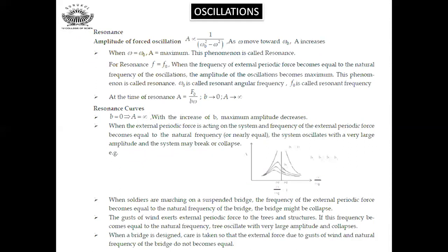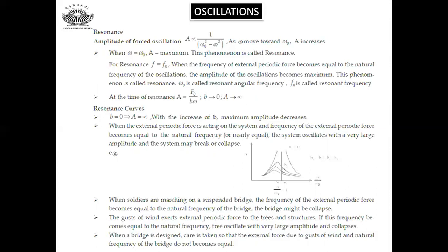For resonance, the frequency of the external periodic force will be equal to the natural frequency. Only then will the amplitude become maximum. So this is the condition, and this phenomenon we call resonance. Here f naught is called the resonating frequency, omega naught is called the resonating angular frequency, and A will be maximum. For resonating curves, we get different types of curves. When b is 0, A will be equal to infinity. You can see the graph as given, which is also in your NCERT textbook. You can go through it.